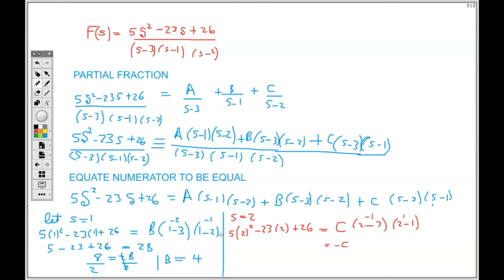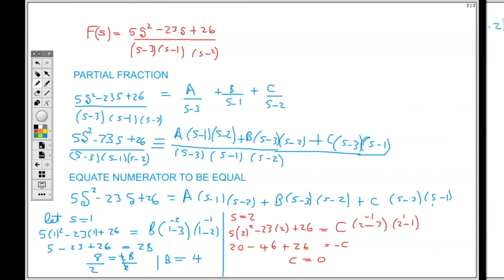2 squared is 4, and 4 fives are 20. 2 times 23 is 46, plus 26. So 20 minus 46 is minus 26, plus 26, that's 0. So basically, c is 0, once you have 0 on the left-hand side. Now, let us look at when s is equal to 3.